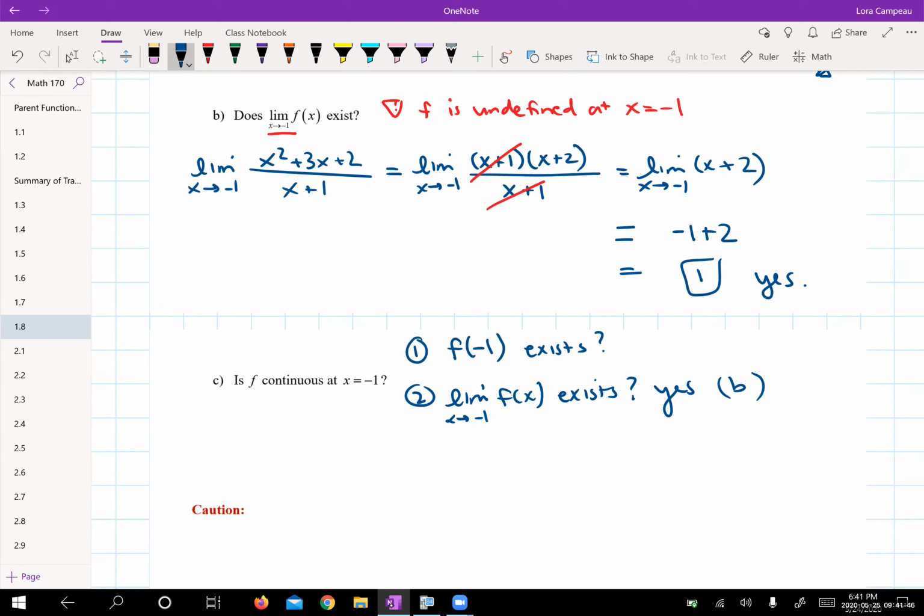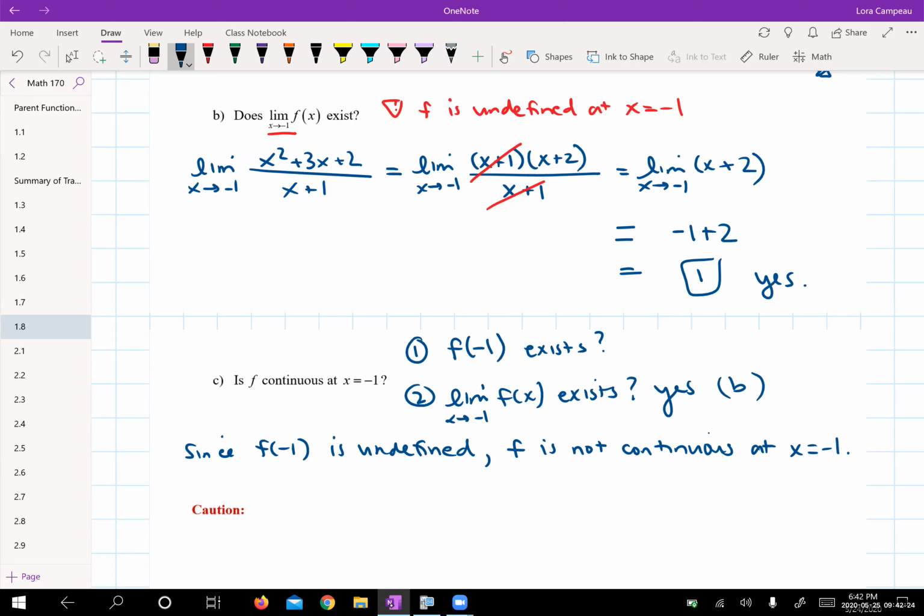F is not defined. So if you were to try to plug in -1, you get an undefined expression. You would not be able to say that the function evaluated at 1 exists. So if you can't prove item number 1 and item number 2 are equal, then we can say the function is not continuous. So you definitely want to see if you can state this.